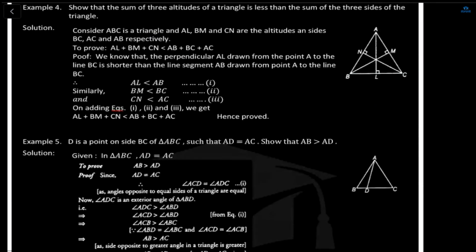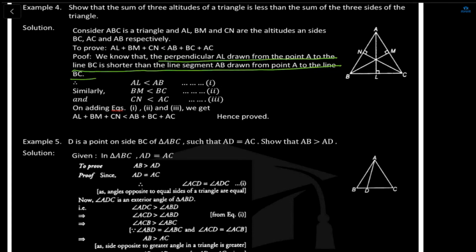We know that the perpendicular distance AL drawn from the point A to the line BC is shorter than the line segment AD drawn from the point O. Because the altitude, or perpendicular, is the shortest distance from that point to the given line segment, and AD is a diagonal distance. It is not the shortest distance.